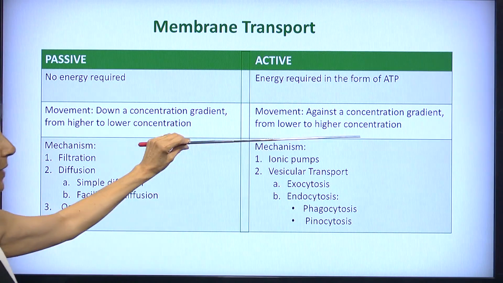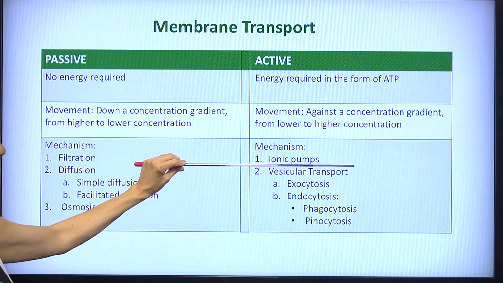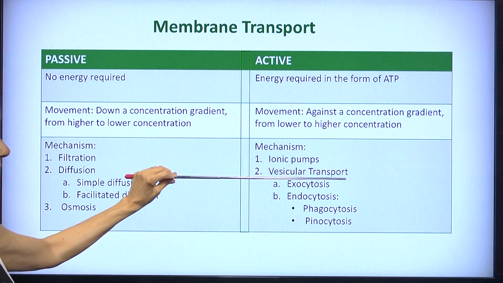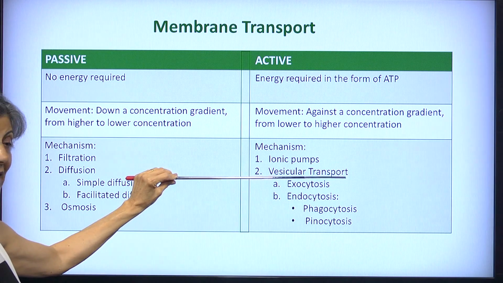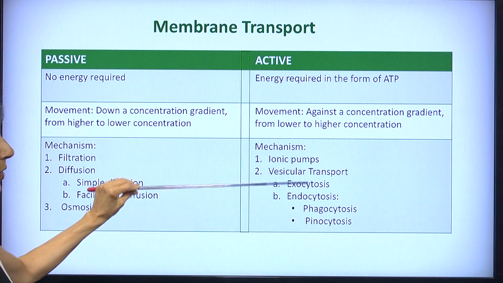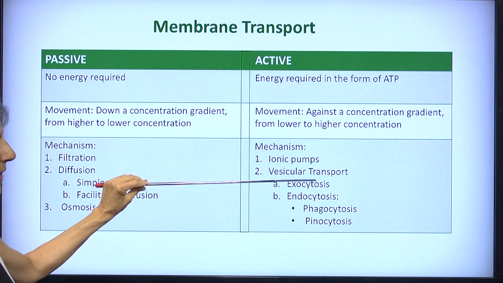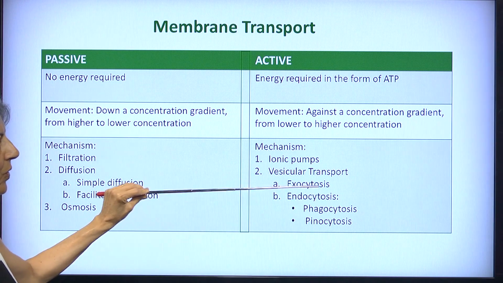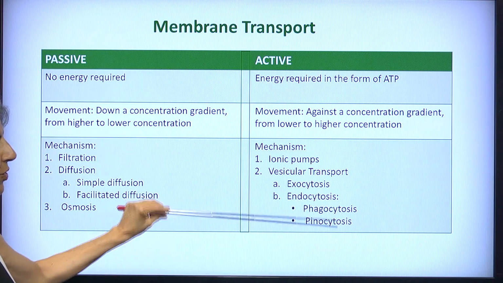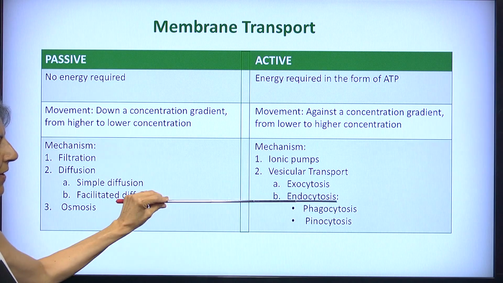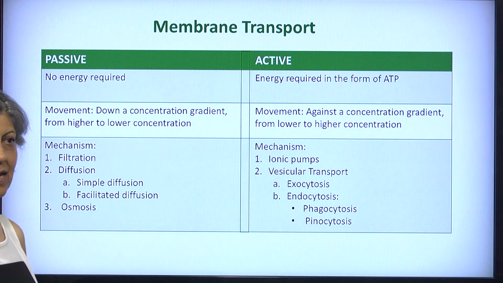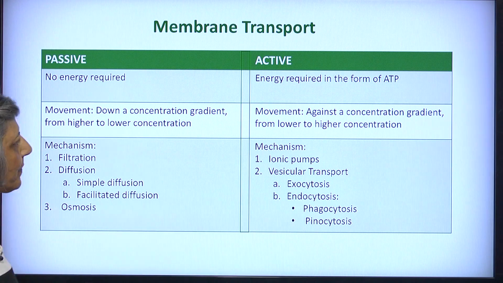We are going to look at the different mechanisms, the ionic pumps first, and then we're going to look at the vesicular transport. We're going to look at the mechanism of exocytosis, endocytosis with its two parts of phagocytosis and pinocytosis.